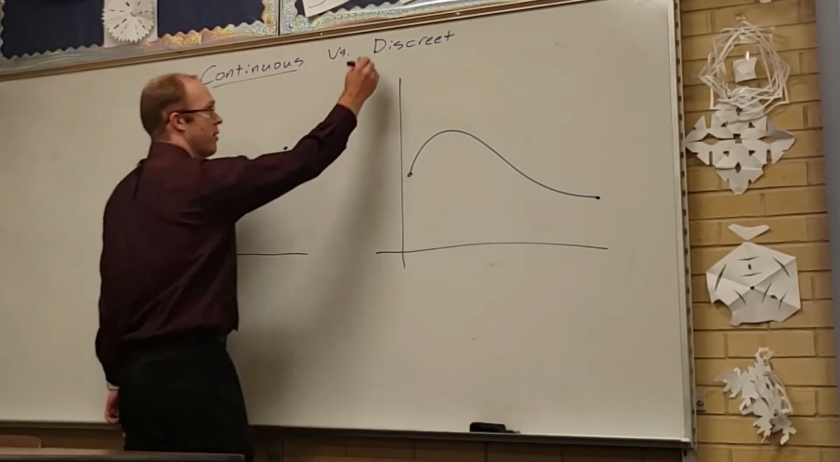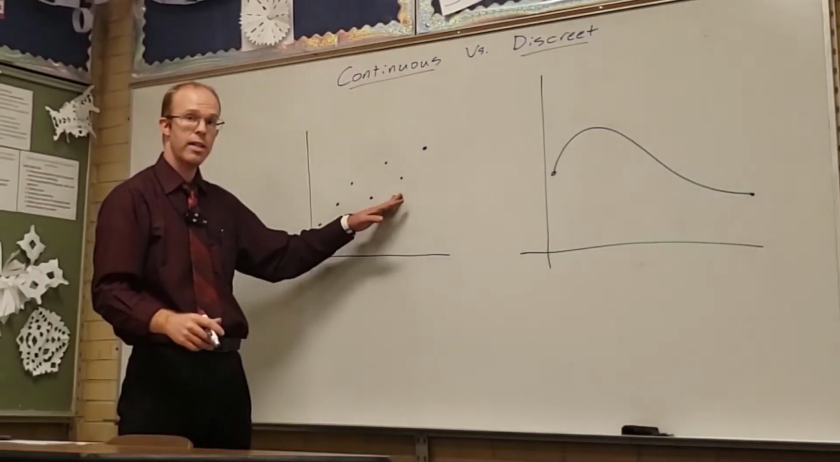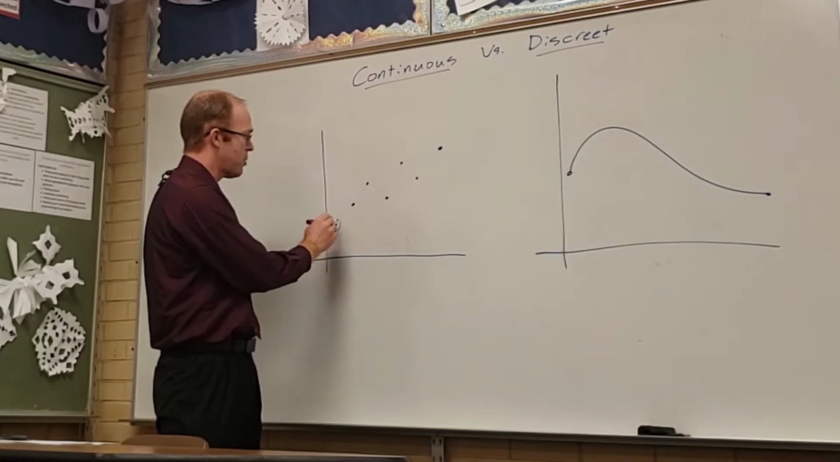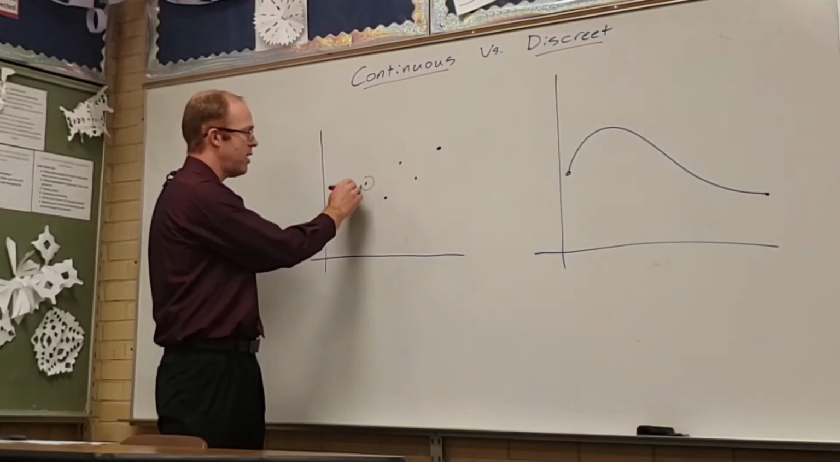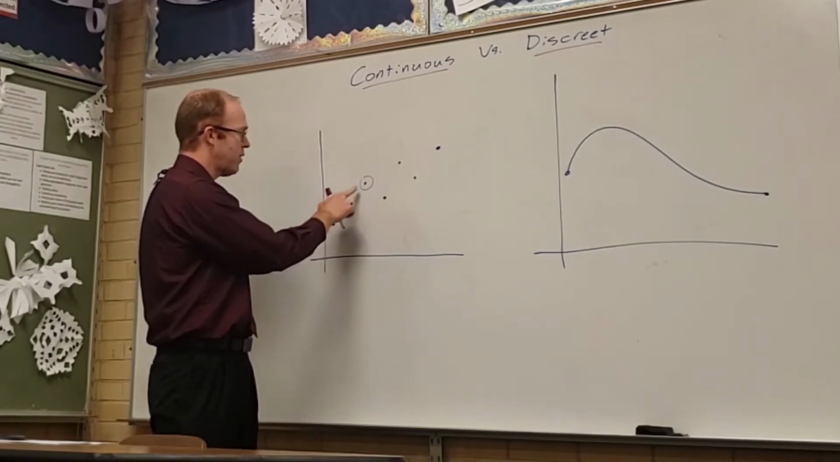Discrete is kind of on the other end right here. Discrete means that the graph consists entirely of individual points. So you can see each of these points has space around it. It is not connected to any of the other points. Our entire graph consists only of individual points.